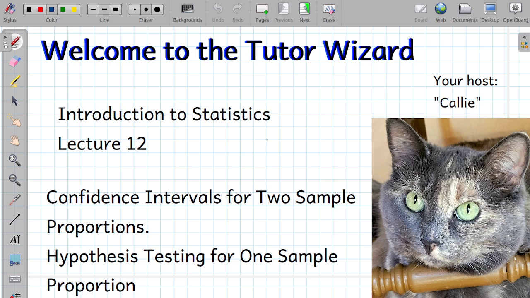Anyway, lecture 12 today. We are going to continue on with confidence intervals now for the two-sample proportion problem type.